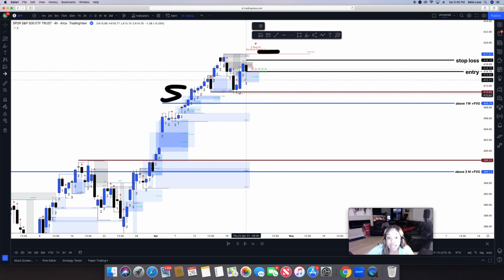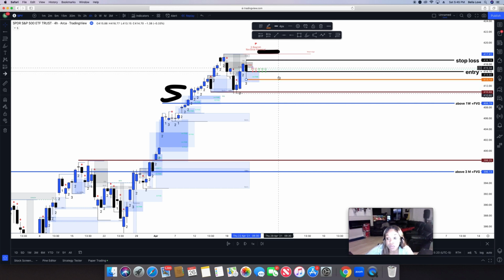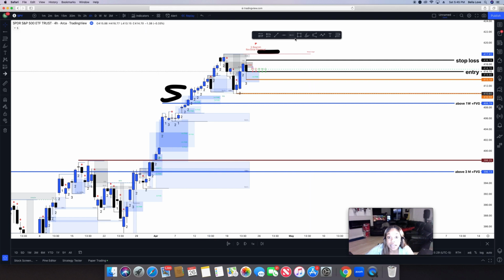Now I will have targets here. So my first target will be 413. I'll make this line orange. My next target will be at the next swing low, which is at 410. And I'm going to delete this. And then I will have my last target. That's a bit close. I'll have my last target down here at 406. So let's see how it plays out.